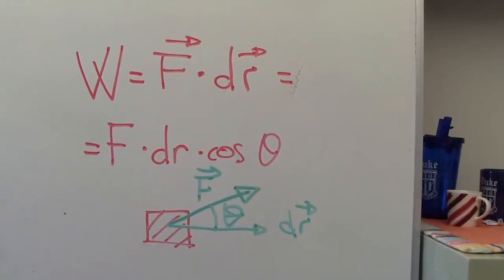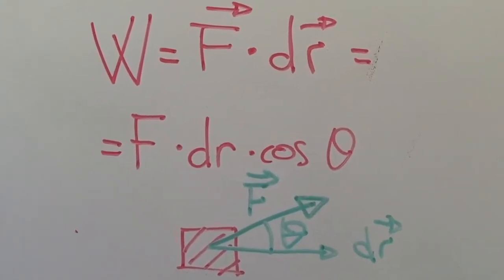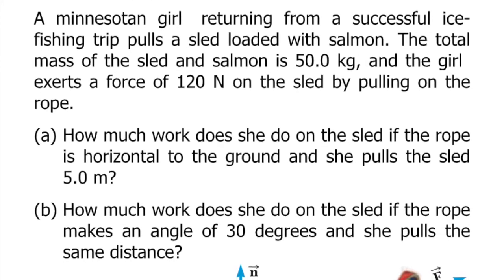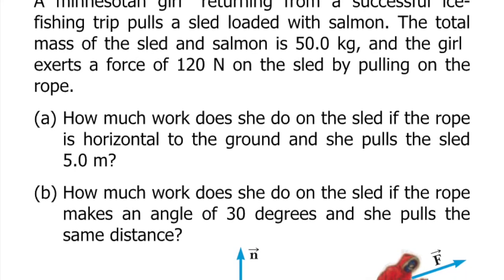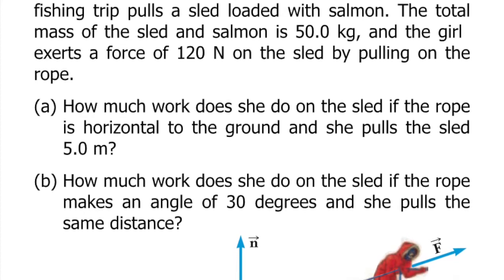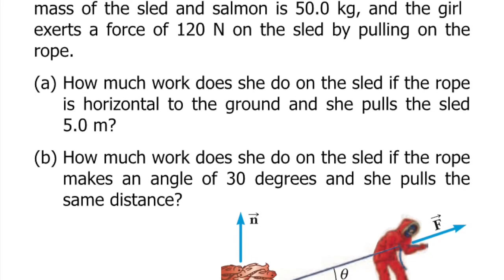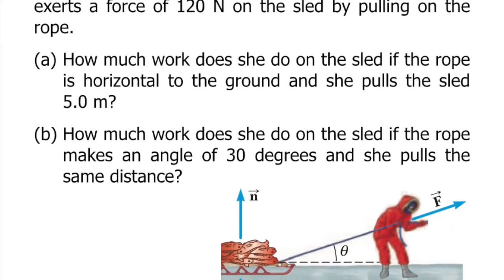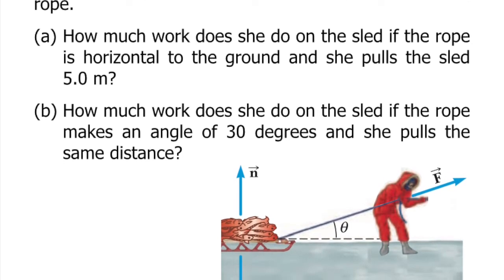Look at the equation. It will depend on the sign of the cosine. Let's do now an exercise. A Minnesotan girl returning from a successful ice fishing trip pulls a sledge loaded with salmon. The total mass of the sled and salmon is 50 kilograms, and the girl exerts a force of 120 newtons on the sled by pulling on the rope. First, how much work does she do on the sled if the rope is horizontal to the ground and she pulls the sled 5 meters?